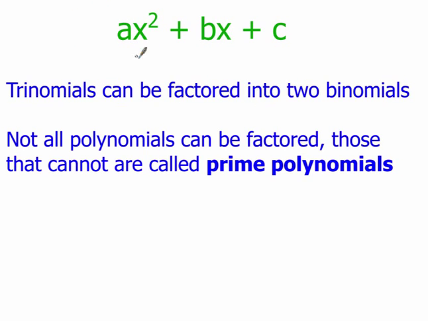Now what's important to remember is our trinomials need to look like this: ax squared plus bx plus c. Our biggest exponent is going to be a 2. These are called second degree polynomials. And we want our expression to go in descending order so that it's x squared, x, and then our constant. In order to factor, it's got to be in this order. Now, not all polynomials can be factored, and those that can't are called prime polynomials. And we'll get into exactly what that means in a few minutes.